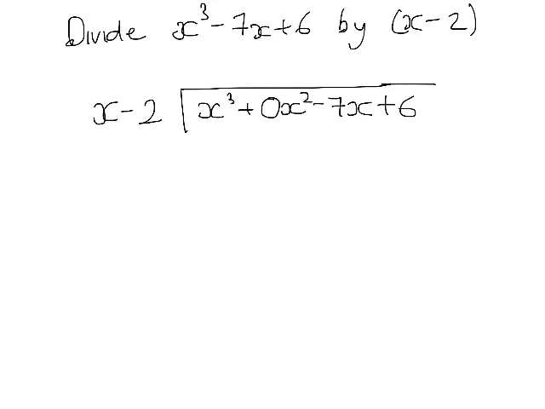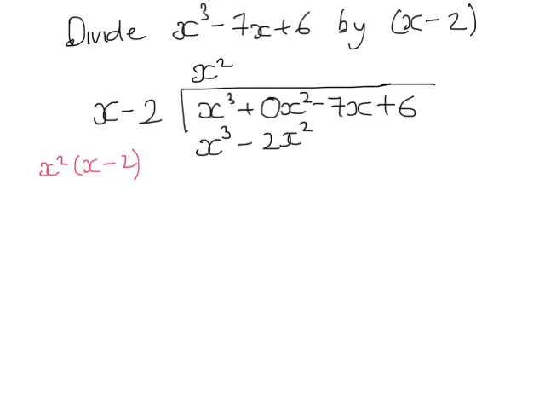Now, the way that we do algebraic division is we look at our first term and we divide our first term by the first term of our divisor. So x cubed divided by x is x squared. We're going to write this here. What we're going to do now is multiply our divisor by x squared. So x squared times x minus 2 is x cubed minus 2x squared.